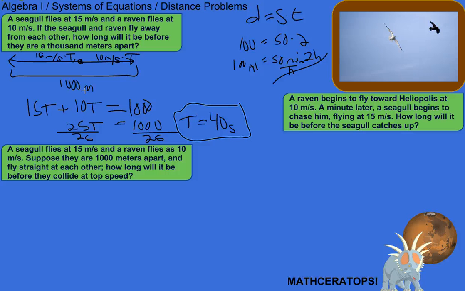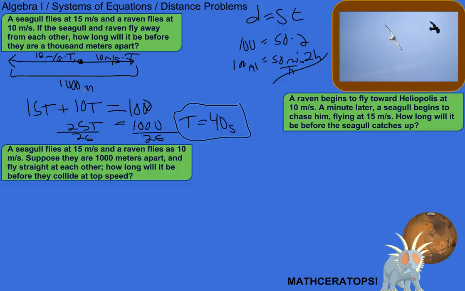So suppose the situation were reversed. A seagull flies at 15 meters per second, and a raven flies at 10 meters per second. Suppose they are 1,000 meters apart, and they fly straight at each other. How long will it be before they collide at top speed? Right? So it's like they fly away from each other for 40 seconds, and then they fly back, because they're like, I changed my mind. Oh wait, no, I'm mad. I'm gonna crash, collide. Okay.